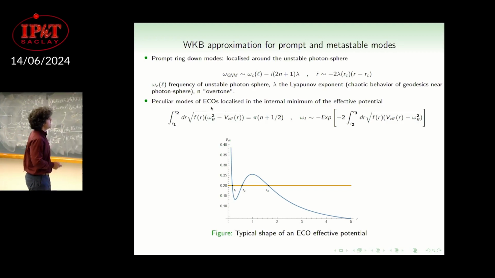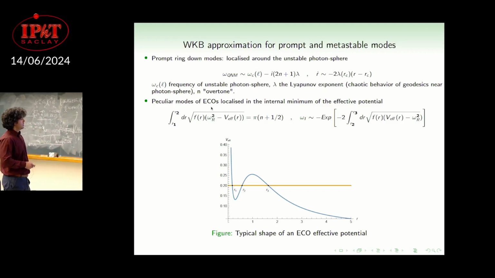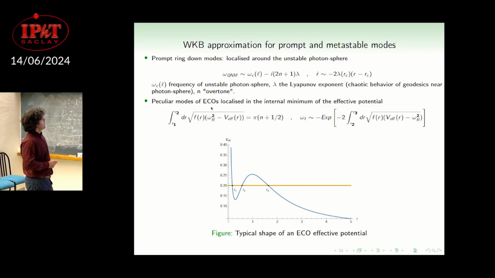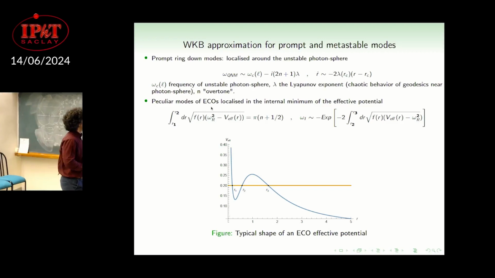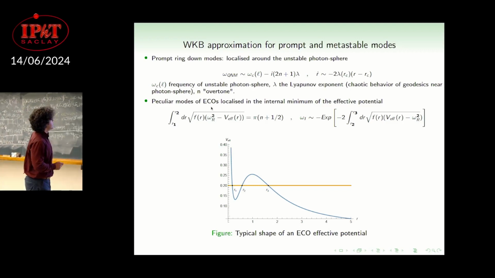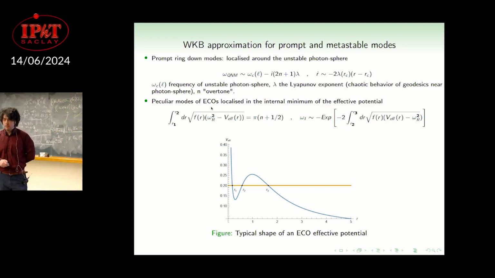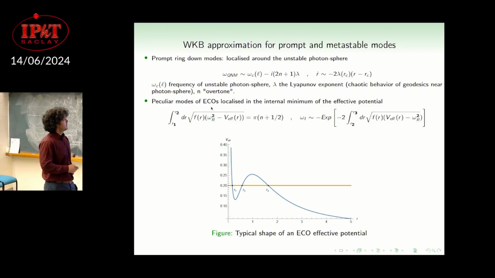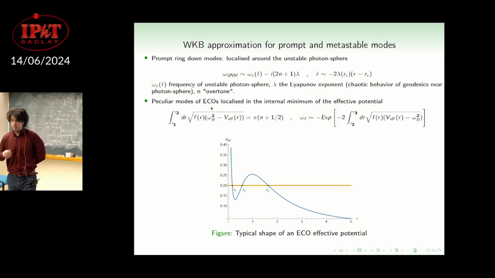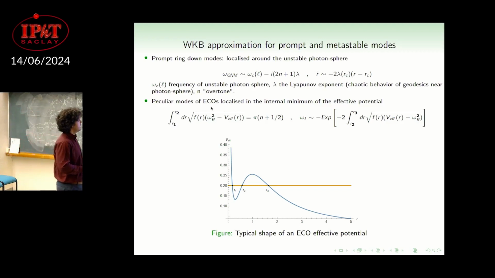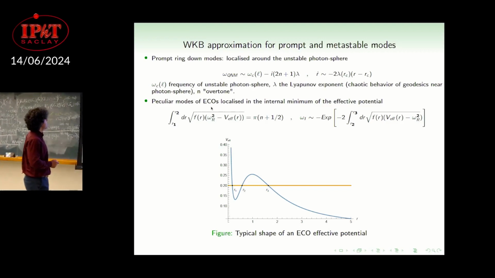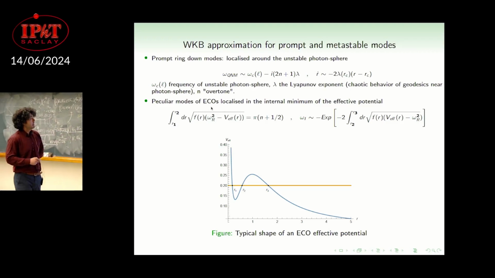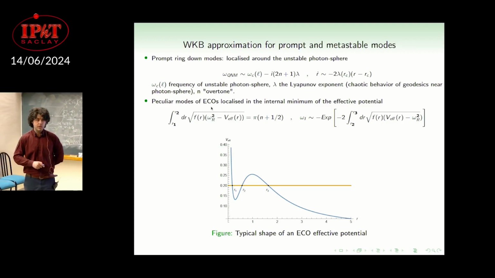In order to perform the WKB approximation on the maximum, a possibility is the following. The real part of the frequency is simply the frequency of the unstable photosphere, while the imaginary part is proportional to this lambda, which is called the Lyapunov exponent, that describes the chaotic behavior of geodesics near the photosphere, and the imaginary part is quantized in terms of this integer n, which is called the overtone number in the literature.